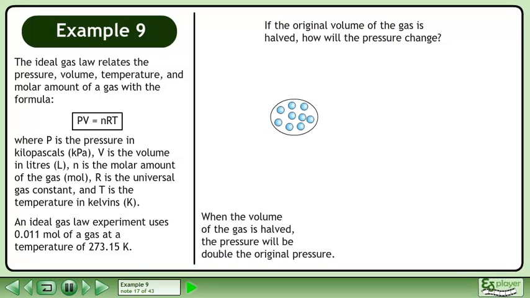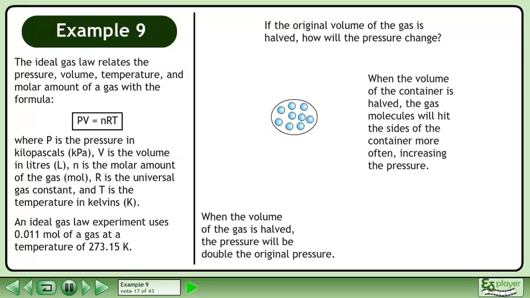When the volume of the container is halved, the gas molecules will hit the sides of the container more often, increasing the pressure.